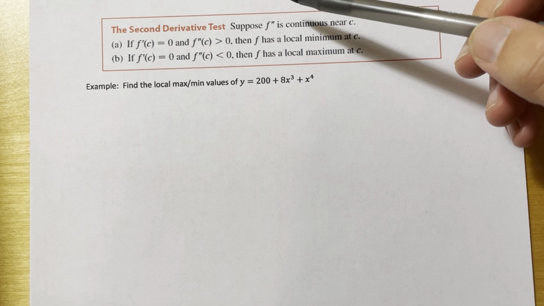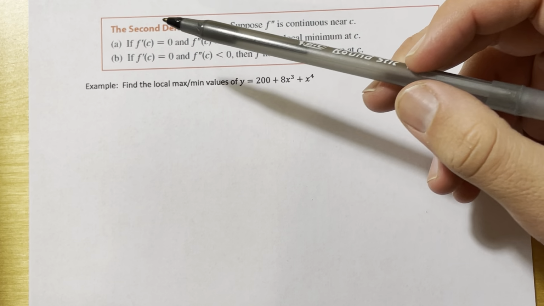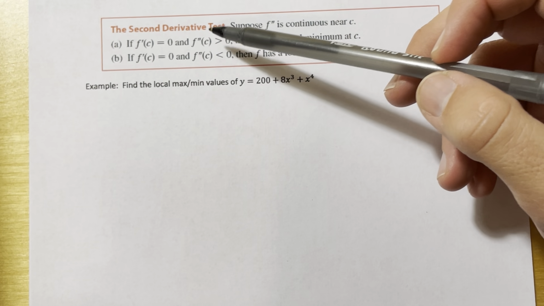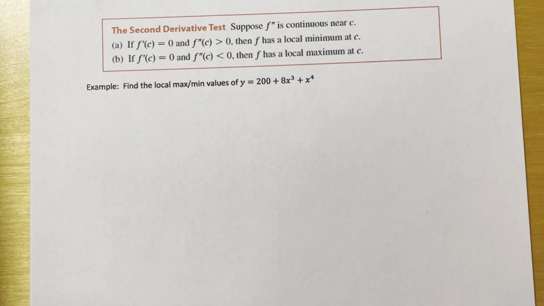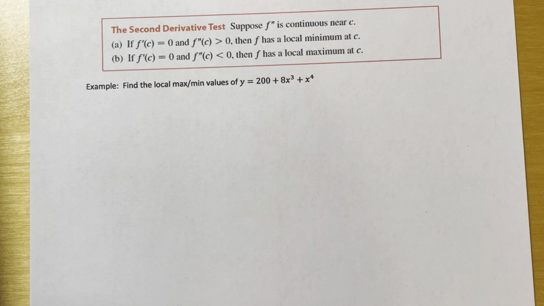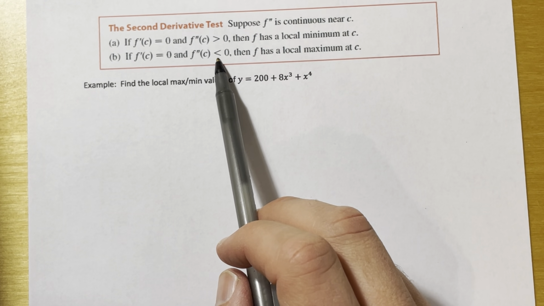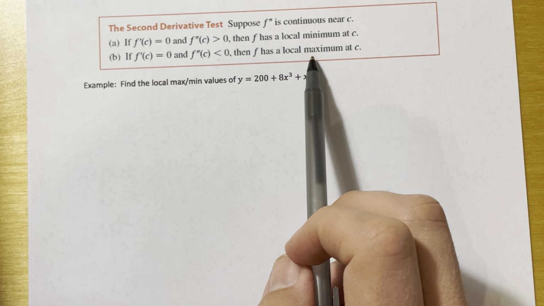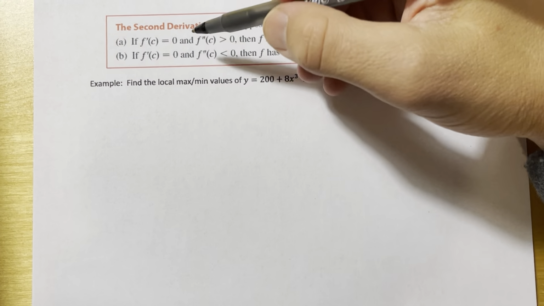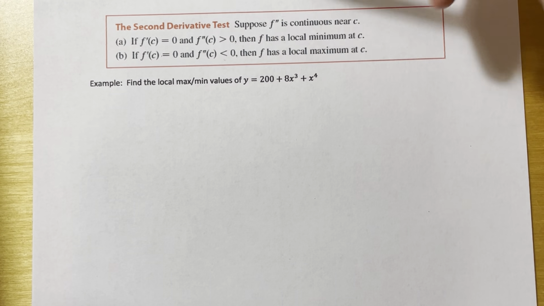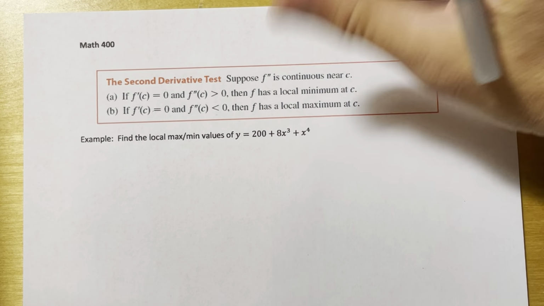The second derivative test says that if f double prime is continuous near some number c, if f prime of c equals 0 and f double prime of c is greater than 0, then f has a local minimum at c. If f prime of c is equal to 0 and f double prime of c is negative, so less than 0, then f has a local maximum. Minimum here, maximum here. The reason for this is in both of these conditions, we're saying that f prime of c equals 0, which would make it a critical number.